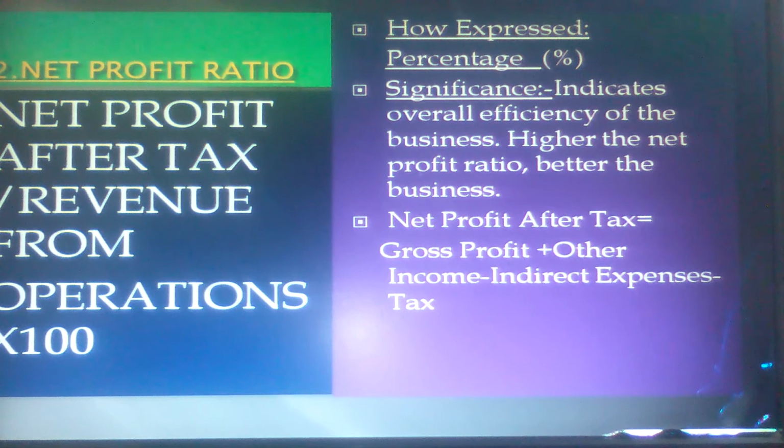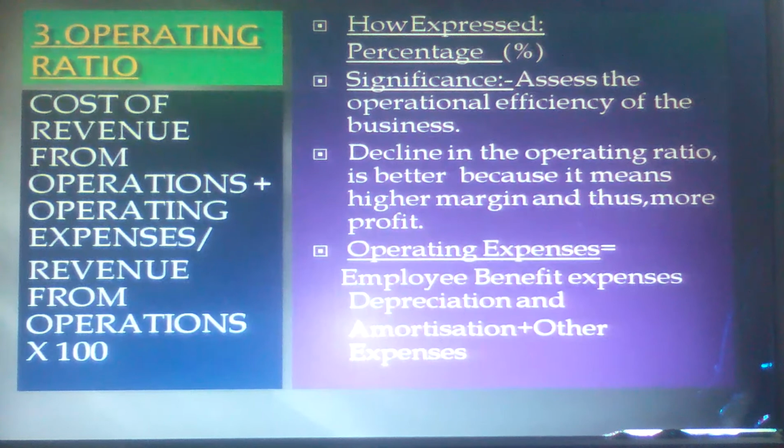Net profit after tax, what is the meaning here? Nothing but gross profit, then we add other income, then we deduct indirect expenses and tax. So you will get net profit after tax. Then the operating ratio, a very, very, very important ratio. What is the meaning of operating ratio here? The cost of revenue from operations plus operating expenses, divided by revenue from operations into 100. That's the numerator and denominator.